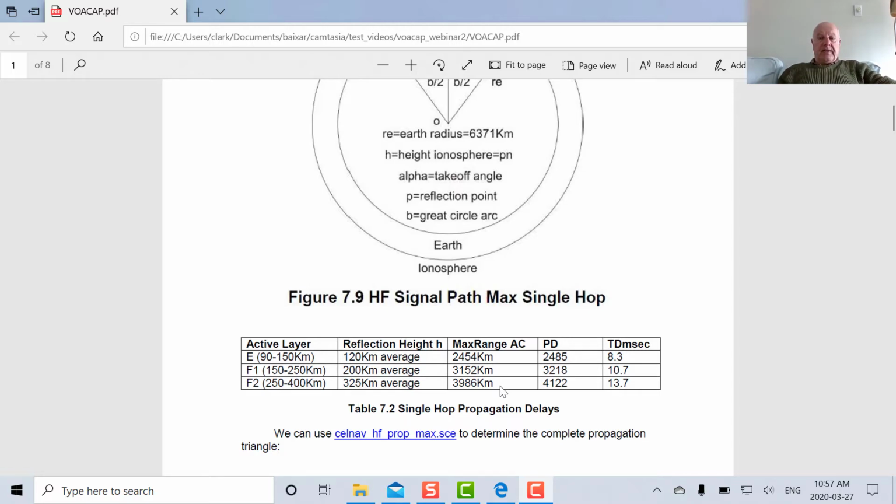So that gives us our maximum range. For one hop on E, you can go to about 2,500 kilometers. For F1, you can go to about 3,000 kilometers, and F2, you can go to about 4,000 kilometers. That's the propagation delay in milliseconds as well.